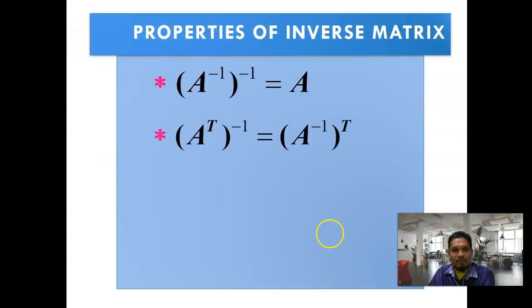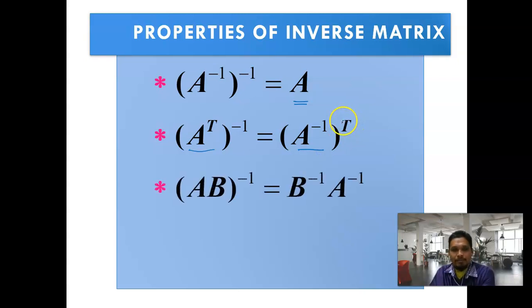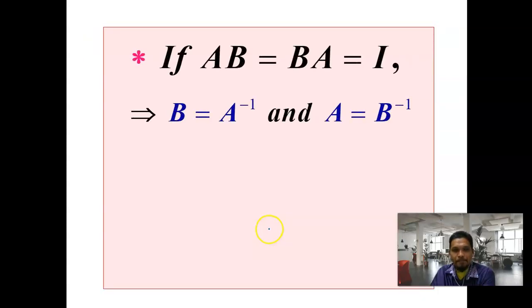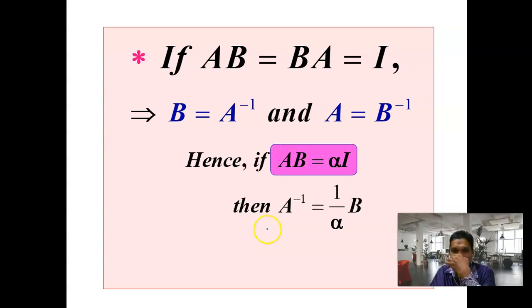So the properties of inverse: the inverse of A inverse gives you back the matrix A, and the transpose of A, once we invert it, equals A inverse and then we transpose that. And also, the determinant of A inverse equals 1 over the determinant of A.